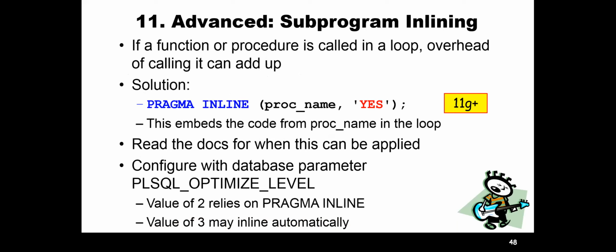Subprogram inlining. If you're calling a procedure or a function in a loop, that overhead can add up. So you can use this pragma statement with the procedure name, which embeds the code inside the loop, which means that you're not calling the function or procedure. That code is compiled into the loop. You don't see it in your code body itself, but when it's compiled, it'll go inside the loop, which means that it doesn't have to have a separate call outside the loop. There's a database parameter that has to be set, and there are some limitations, so you want to read the docs on that. But it's an 11G and beyond feature.